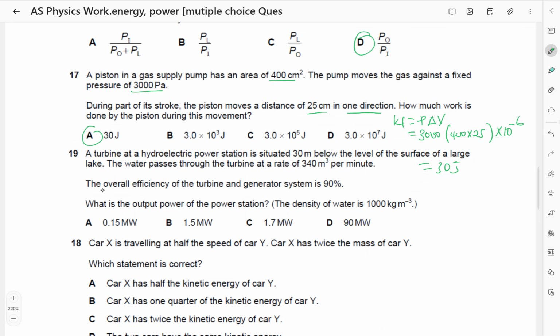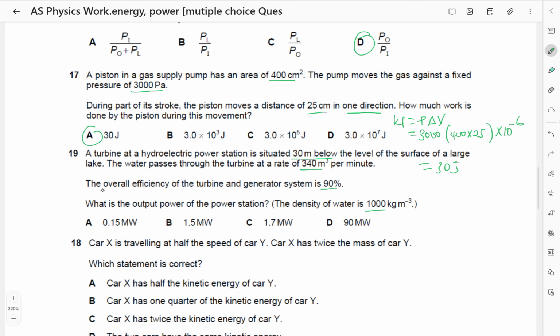A turbine at a hydroelectric power station is situated 30 meters below the level of the surface of a large lake. The water passes through the turbine at a rate of 340 meters cubed per minute. The overall efficiency of the turbine and the generator system is 90%. What is the output power of the power station? The density of water is 1000 kilograms per meter cubed.